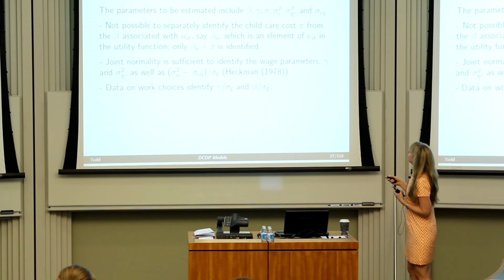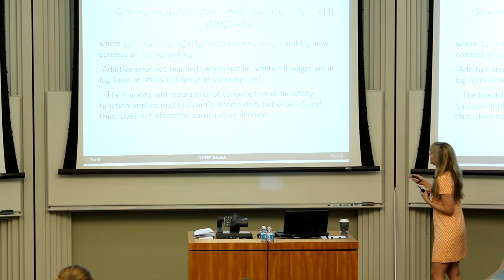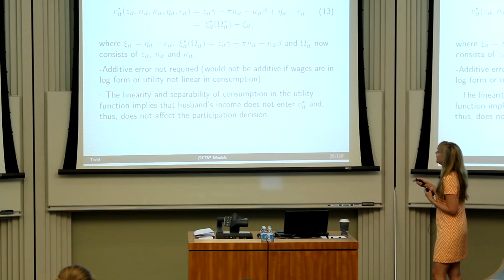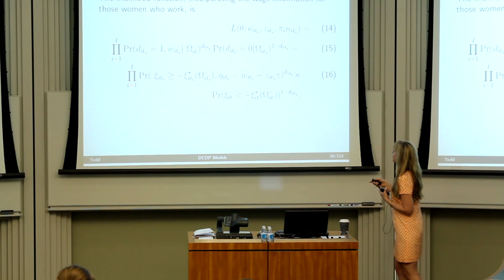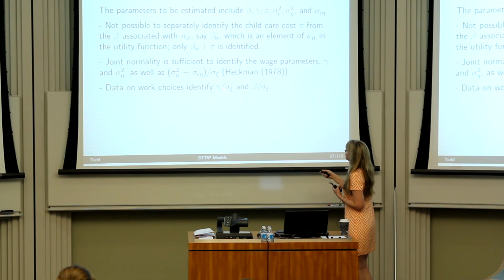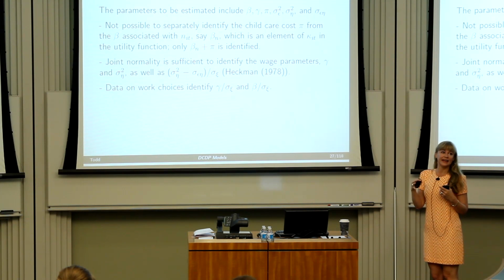So let's see. Here you also estimate the child care cost. As part of this estimation, we'll get an estimate of this pi. From the probit model, you would just get pi divided by this error, right? But then this error you can separately identify because from the wage equation, you get this gamma. The wage equation comes down the scale.